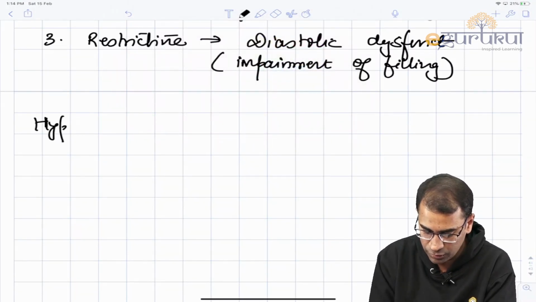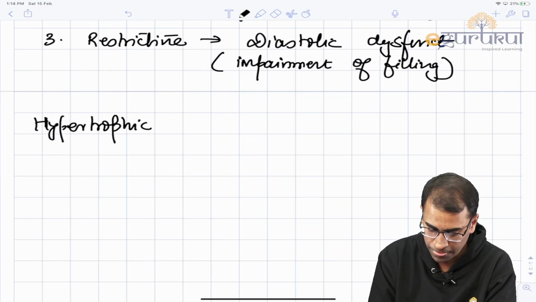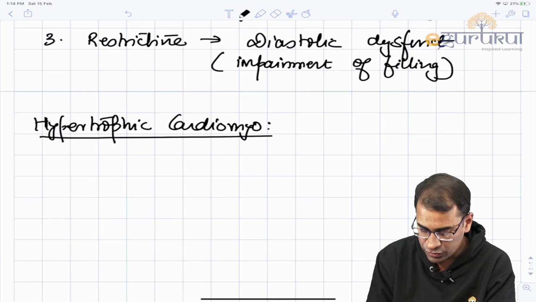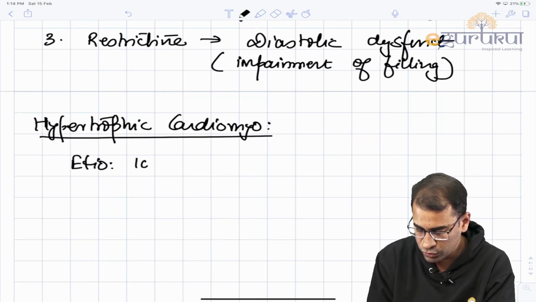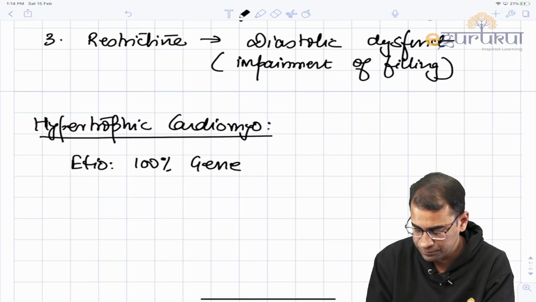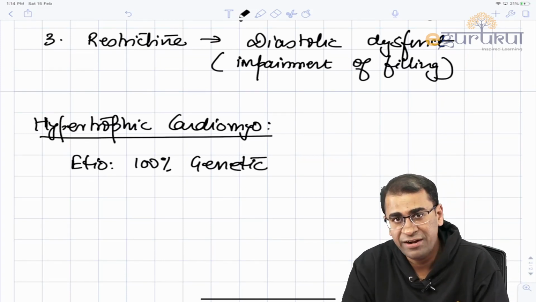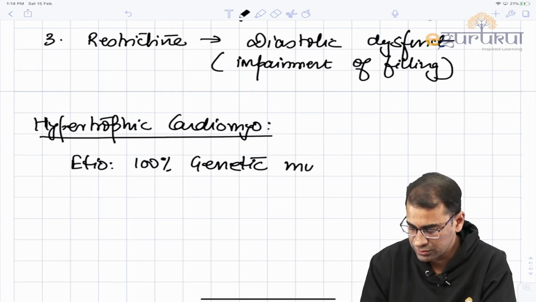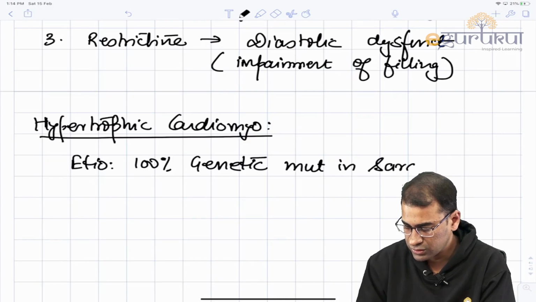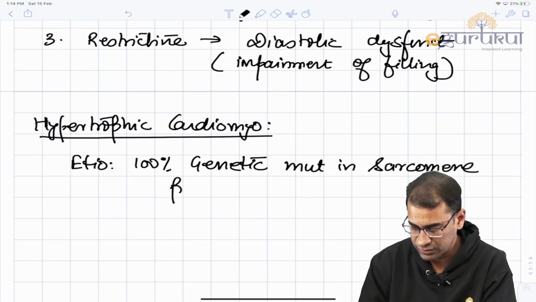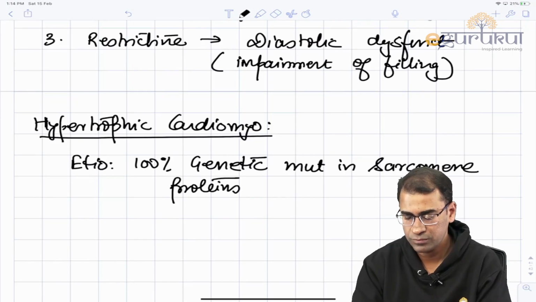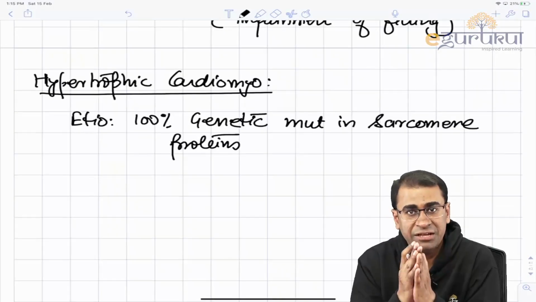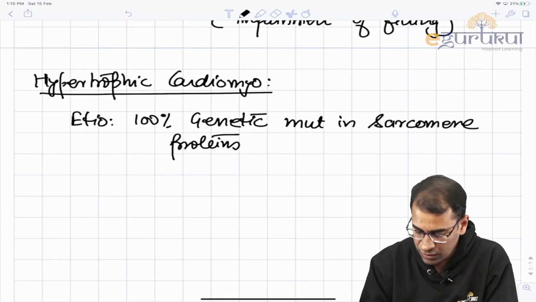HOCM, that is hypertrophic cardiomyopathy. Causes or etiologies are almost 100% genetical, and the reason for this is genetical mutations in sarcomere proteins. So the basic problem because of the mutation in sarcomere protein is the defective force transmission. Okay. Now what are the proteins?